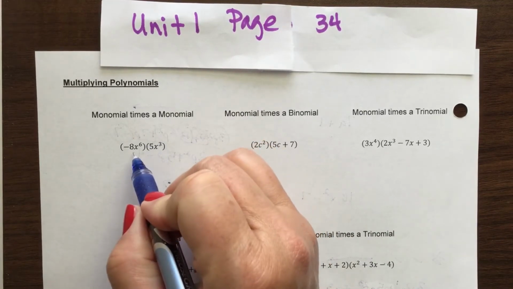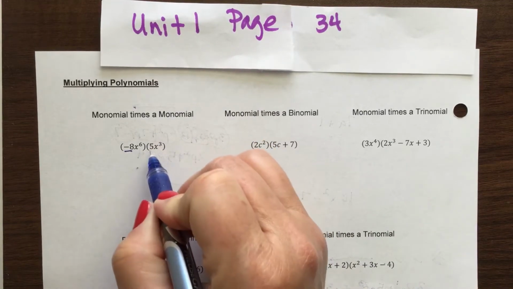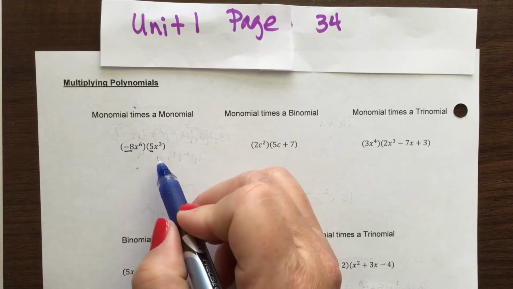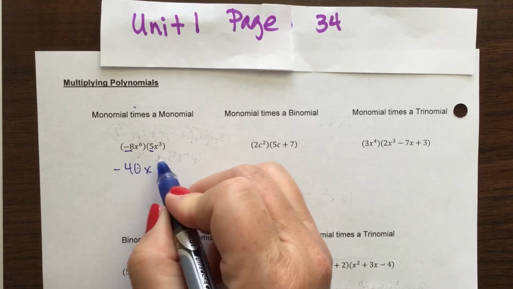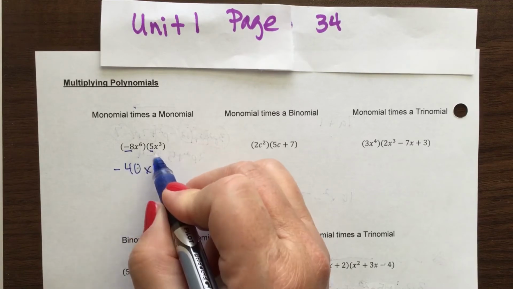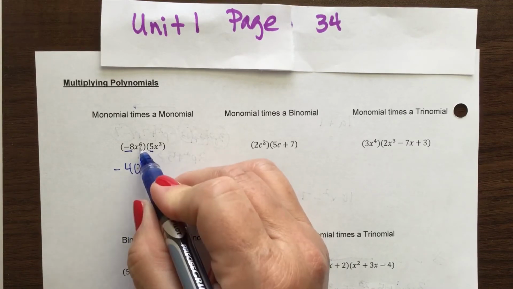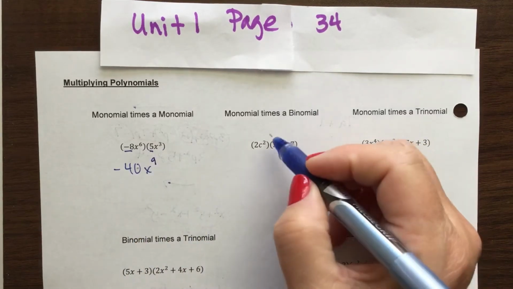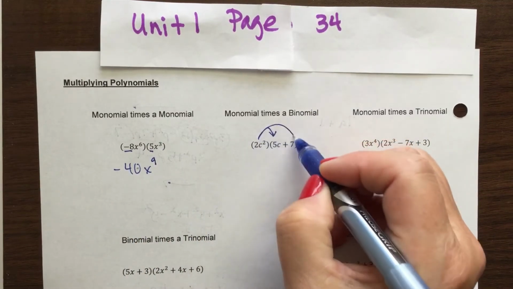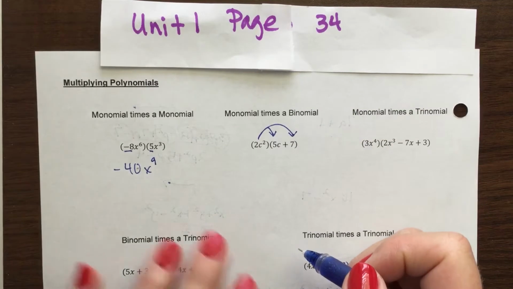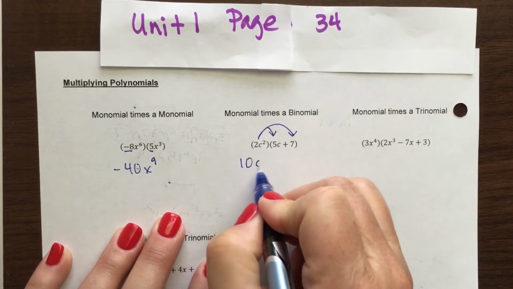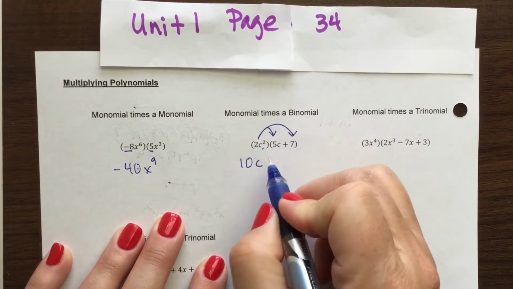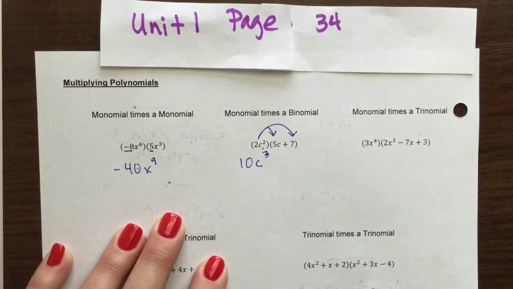All right, so you're going to multiply the constants times the constants. So a negative 8 times 5 is negative 40. And then if you remember multiplying like bases, with the exponent you just add. So 6 plus 3 is 9. Okay, then when you do a monomial times a binomial, you're going to distribute. So the constants, 2 times 5 is 10.